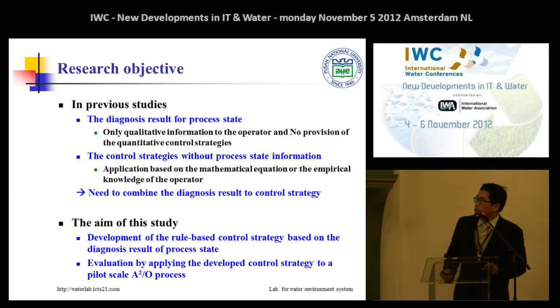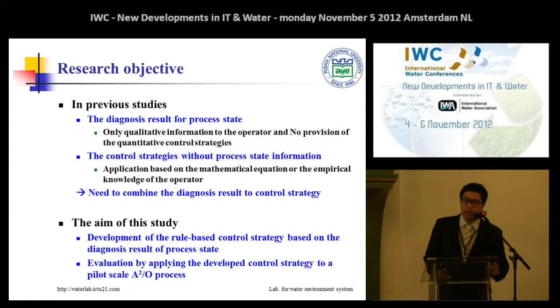In previous studies, the diagnosis result for process state could only provide qualitative information to the human operators, and quantitative control strategies could not be provided. In addition, in the case of control strategies, without process state information from diagnosis technologies, the control actions were applied based on mathematical equations or the empirical knowledge of human operators. Due to these limitations, a combination of the diagnosis result and control strategies is needed.